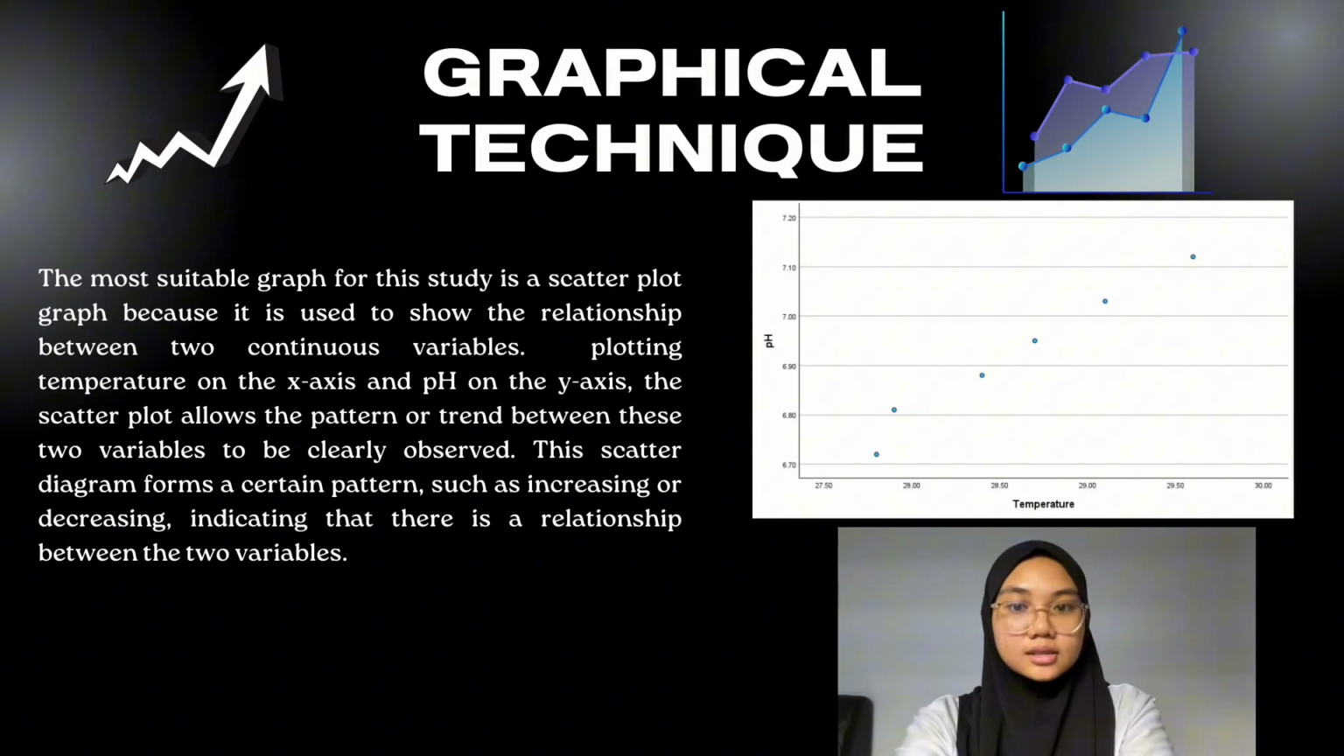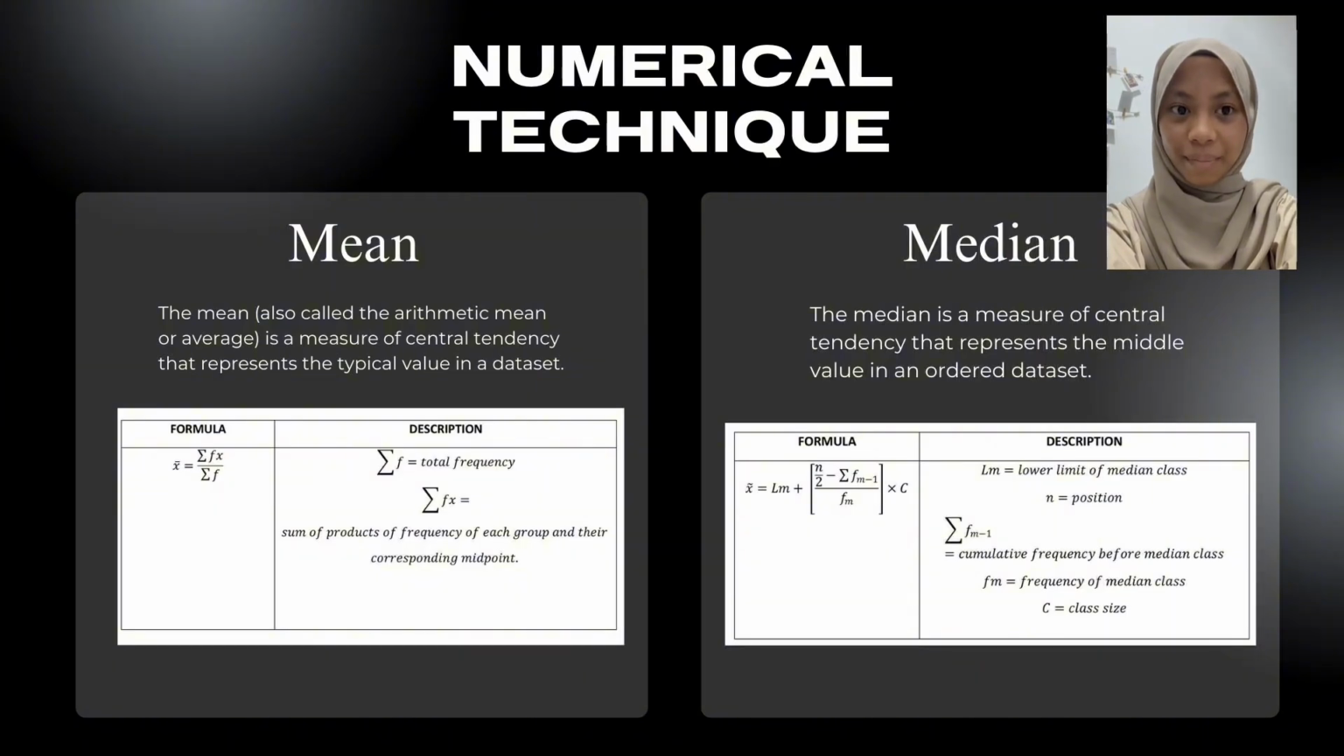For graphical technique, the most suitable graph for this study is a scatter plot because it is used to show the relationship between two continuous variables. Plotting temperature on the x-axis and the pH on the y-axis, the scatter plot allows the pattern or trend between these two variables to be clearly observed. This scatter diagram forms a certain pattern, such as increasing or decreasing, indicating that there is a relationship between the two variables.